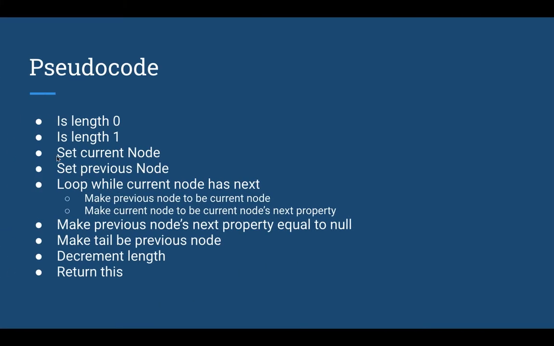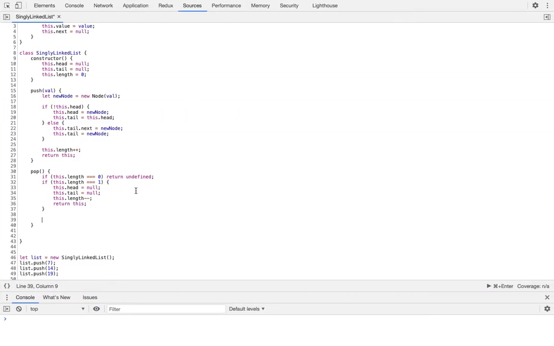So now let's go ahead and proceed. The next thing we want to do is set current node and set previous node. These are two variables we want to keep track of throughout our execution here. The first one is the current node, and set this one to this.head initially. And the next one is for the previous node, and set that initially to null.